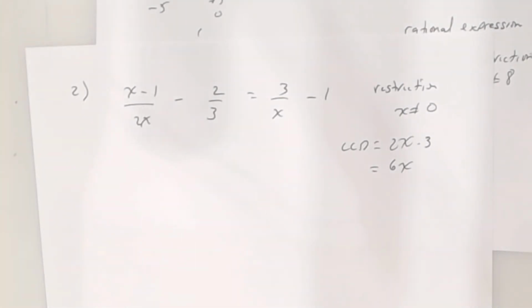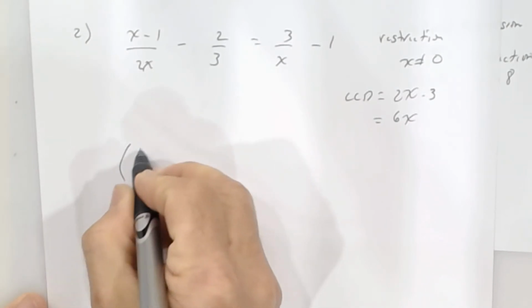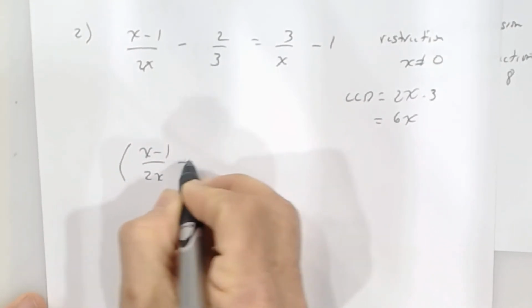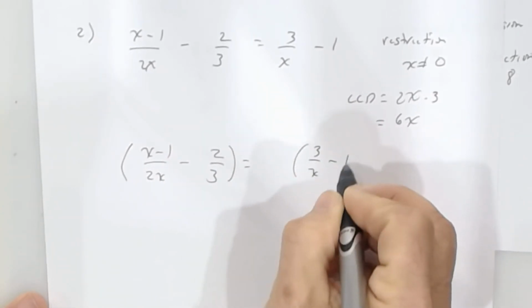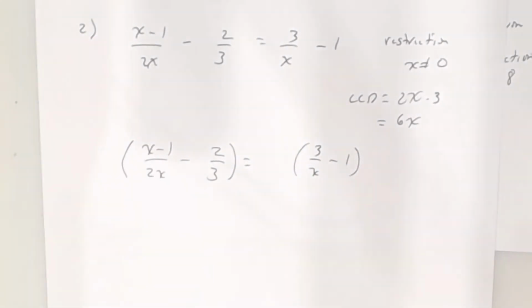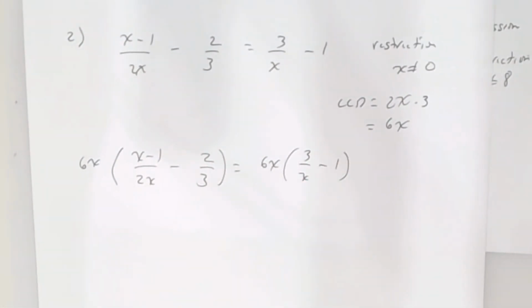Once you find the LCD, what's the next step? Just like you've done before. Multiply both sides by the LCD. Put parentheses on both sides. Very good. All right. So all I did at this point was just rewrite both sides and put them in parentheses because on both sides they had more than one fraction. So you can say times 6x, times 6x.